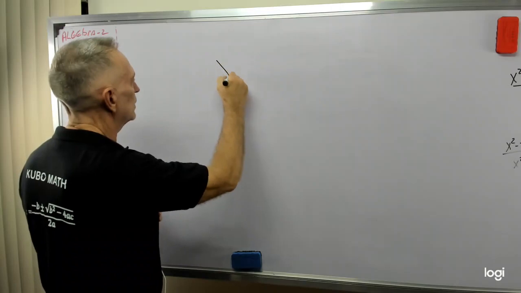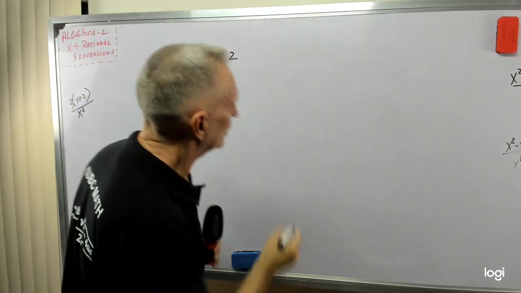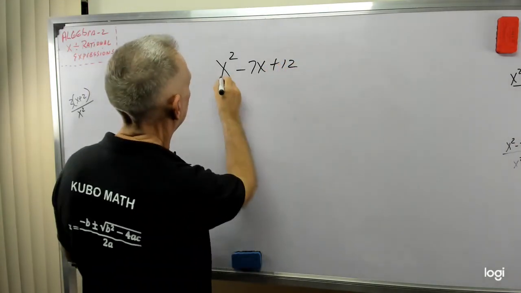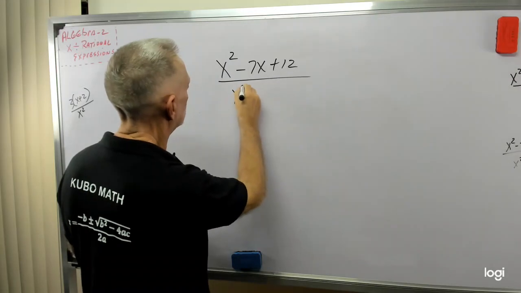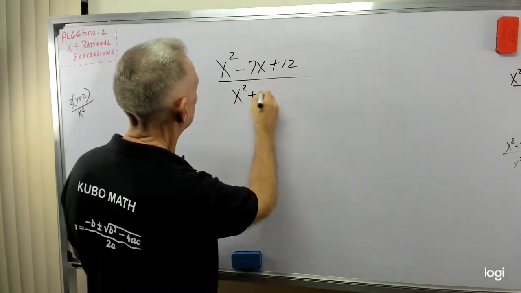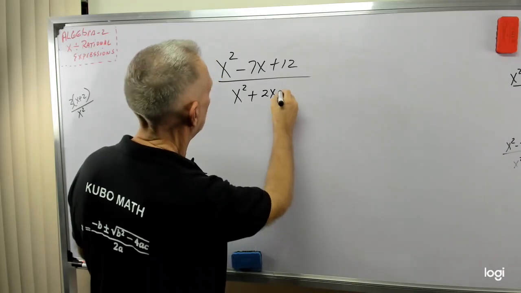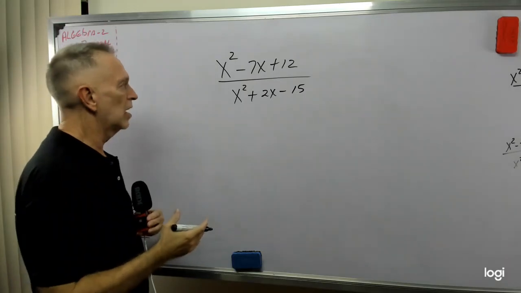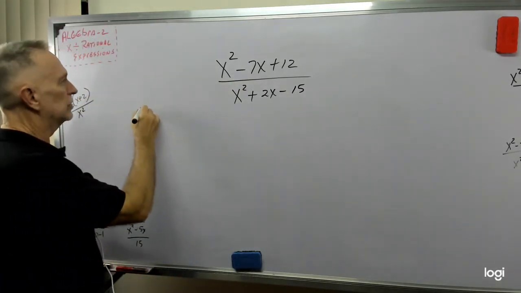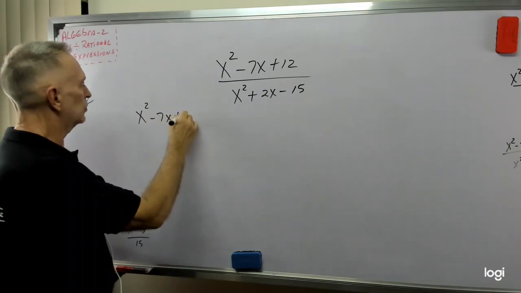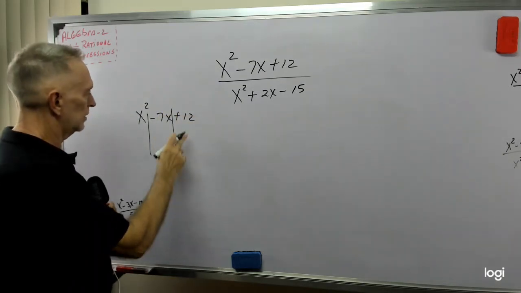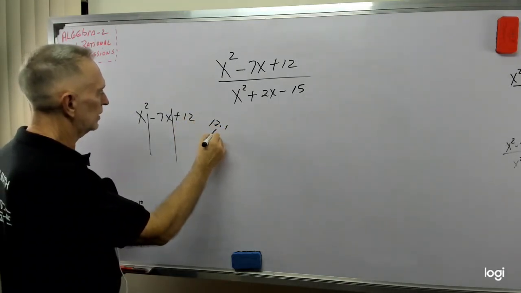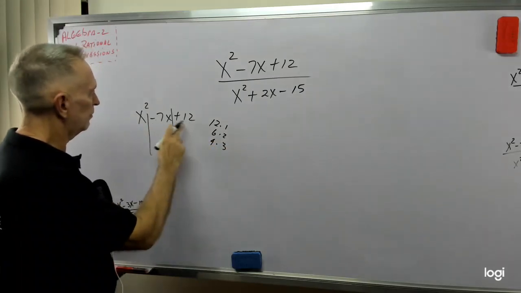All right, x to the second power minus 7x plus 12 divided by x to the second power plus 2x minus 15. We need to factor both the numerator and the denominator. So let's take x to the second power minus 7x plus 12. Well, we have 6 and 2, 12 and 1, 6 and 2, 4 and 3. Okay, 4 and 3 will get it.